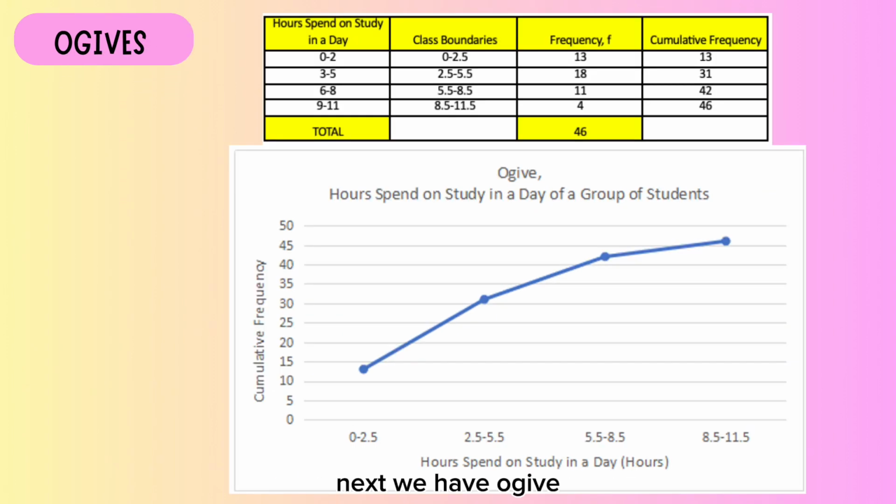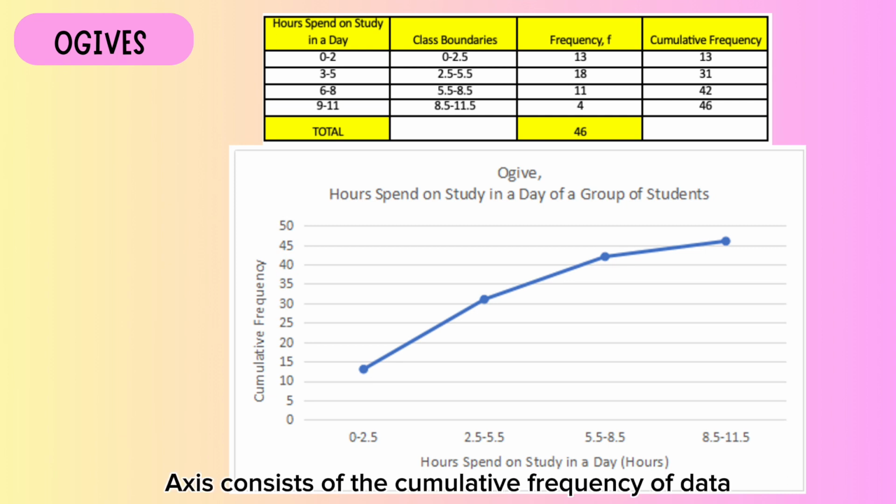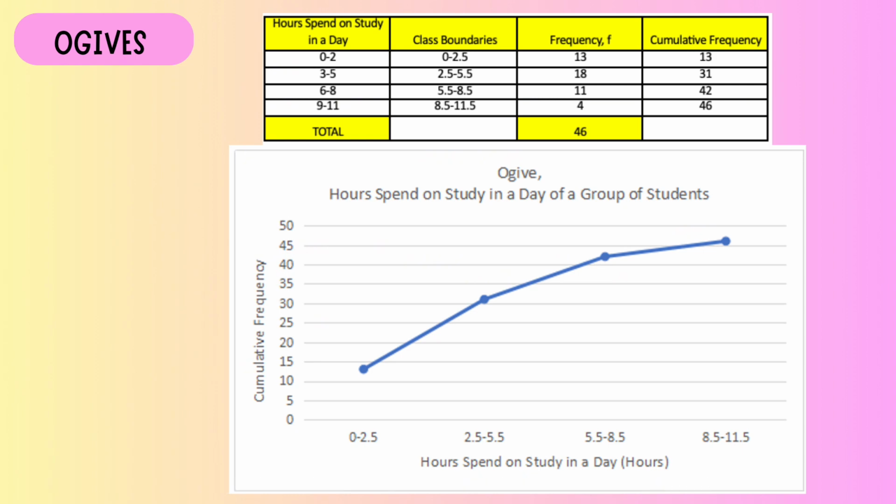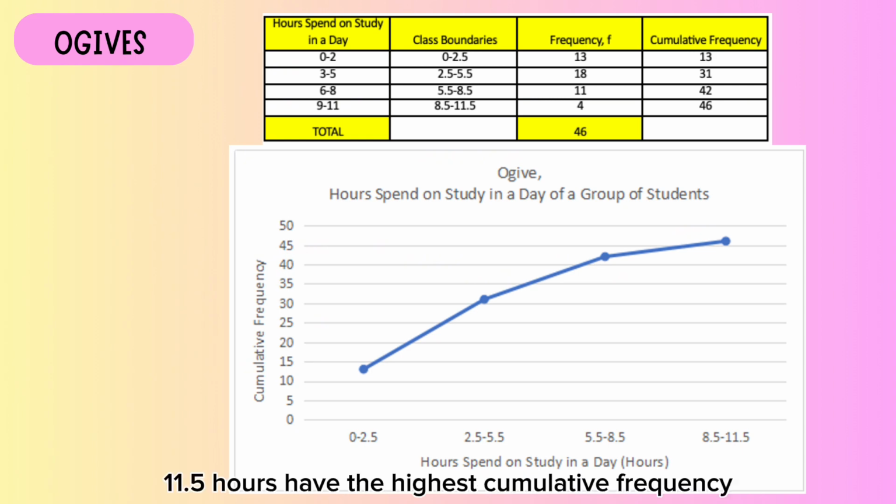Next, we have ogive. The ogive shows a curve as the y-axis consists of the cumulative frequency of the data. Therefore, 8.5 to 11.5 hours have the highest cumulative frequency and 0 to 2.5 hours have the lowest frequency.